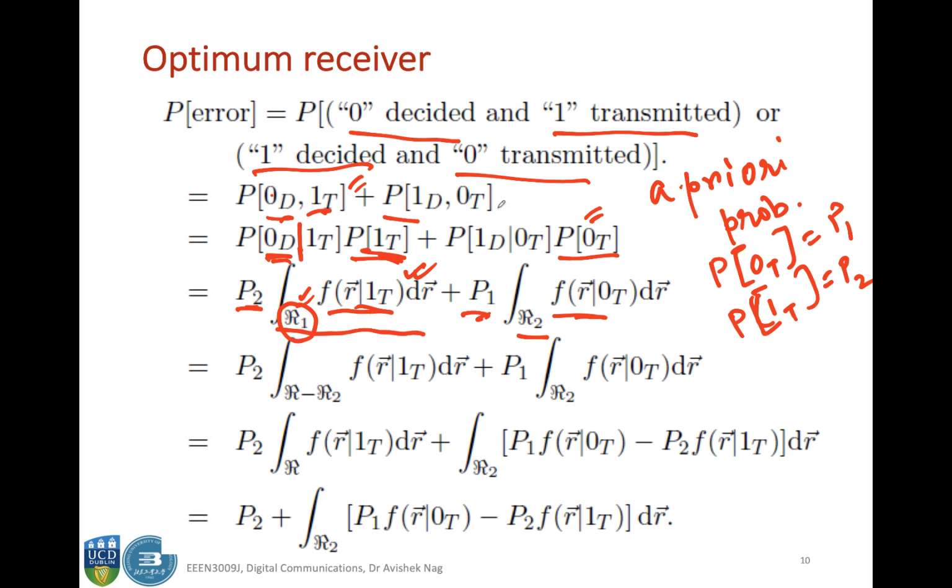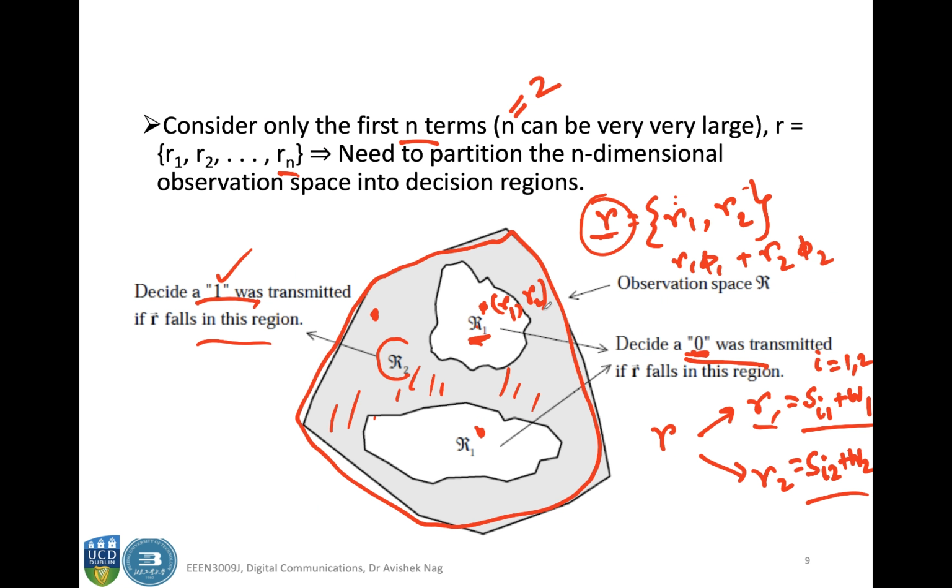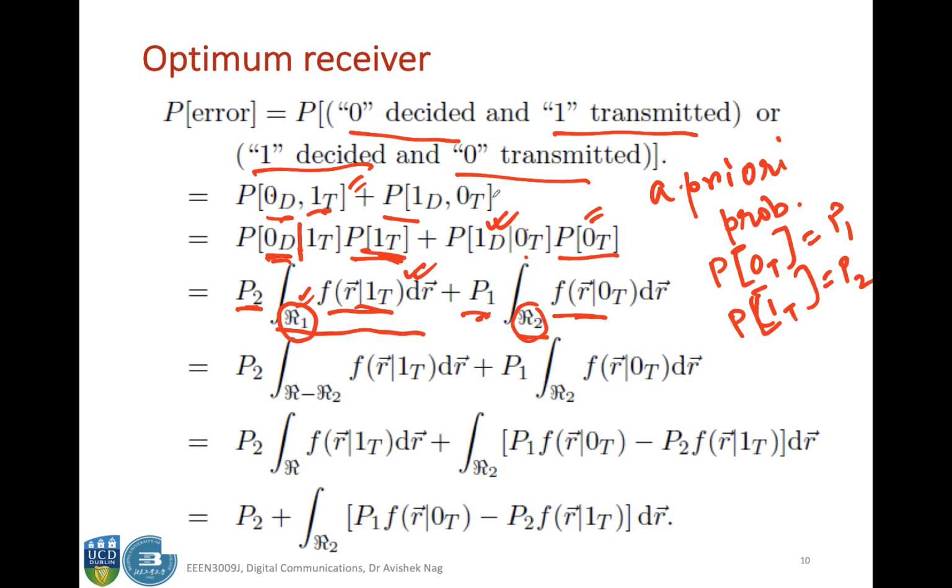Similarly here, probability of 1 decided given 0 transmitted only happens when you are observing all the points that fall in region R2, because that was the rule. If your points fall within R2, then you decide a 1 was transmitted. So you are deciding that a 1 was transmitted, but actually a 0 was transmitted, and that's why it's an error. So let's imagine that you are observing the points in the region R2 for this particular term.